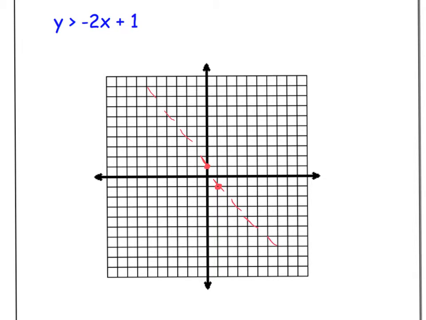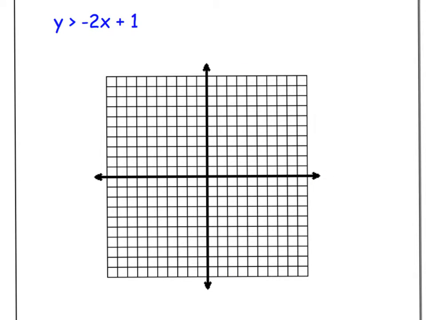And hopefully you said dashed, because that would mean any coordinate pair on this line is not part of the solutions. Alright, so now that you've graphed this, your job is to test a point, because we need to determine which side of this line we're going to shade. You can pick any point you want on either side of the line, so any coordinate pair from below it or any coordinate pair from above it.